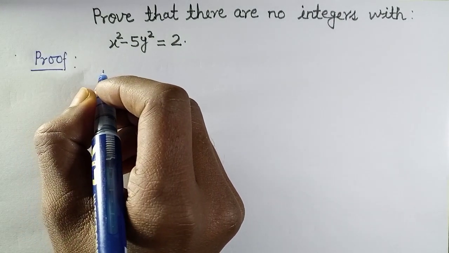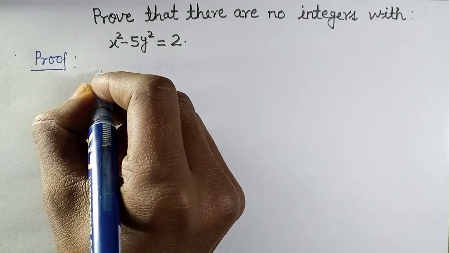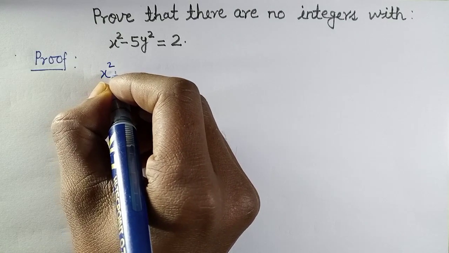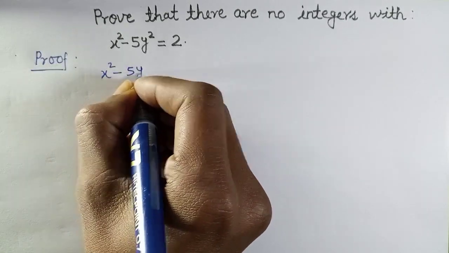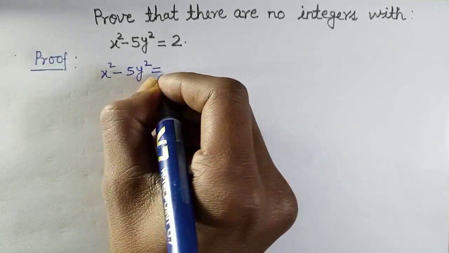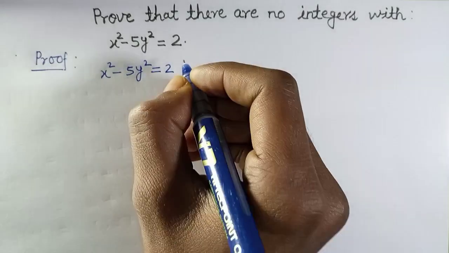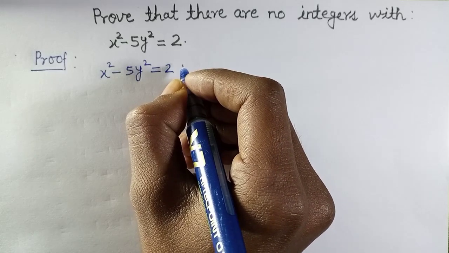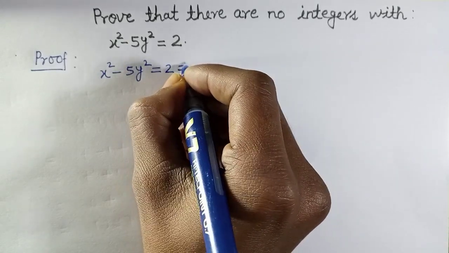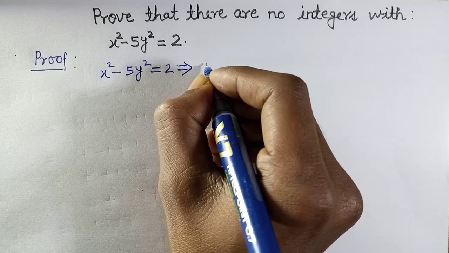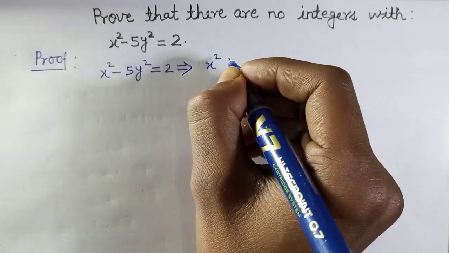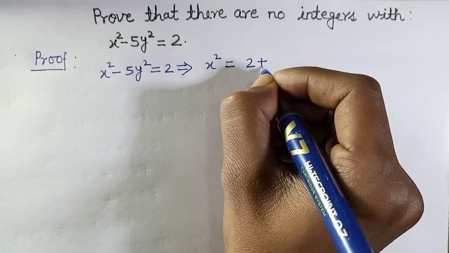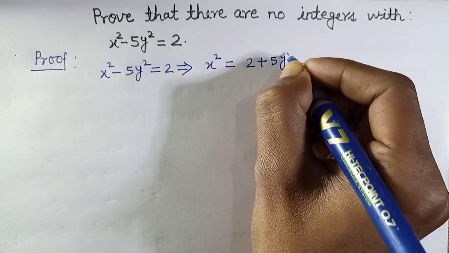So writing this equation, x squared minus 5y squared is equal to 2. Now rearranging this equation yields x squared is equal to 2 plus 5y squared.